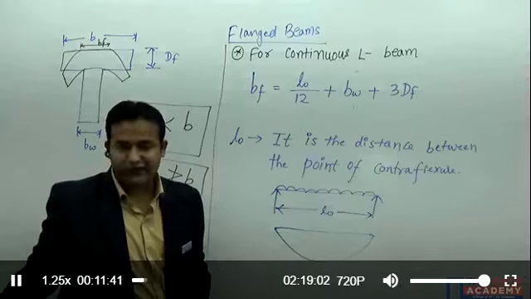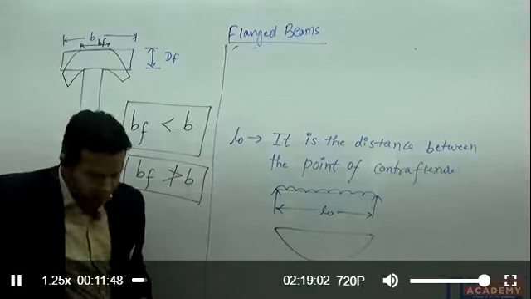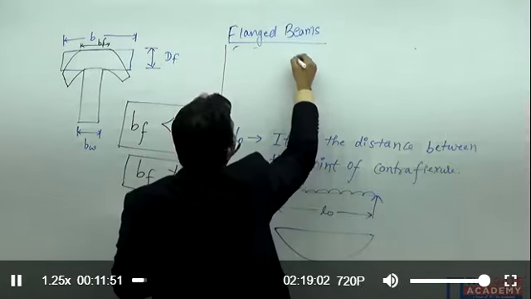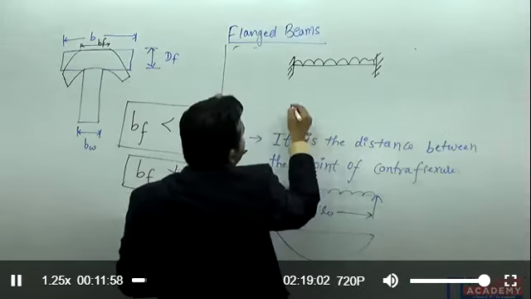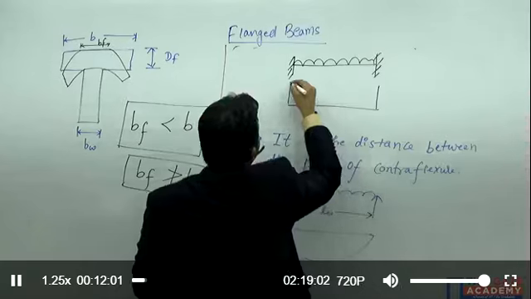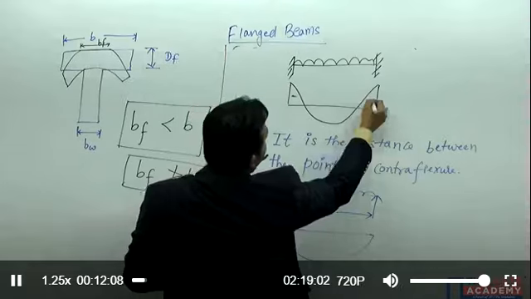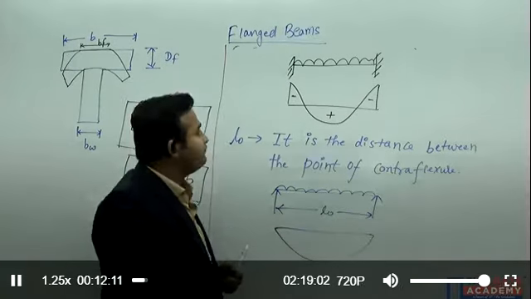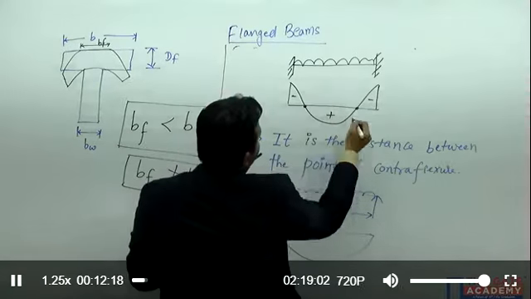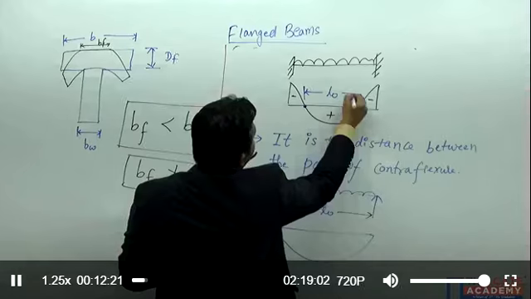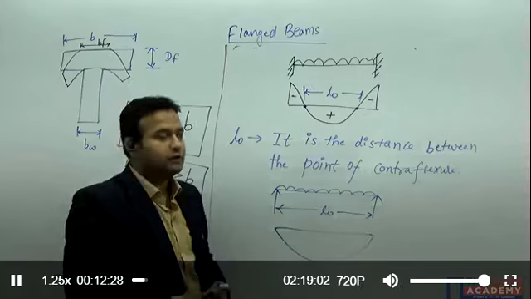But suppose there is a fixed beam. If I want to draw the bending moment diagram for this particular beam, it will be something like this. At the supports, I will get negative moments, called hogging moments, and at mid span, I will get positive moments. So your L0 will be the distance between the points of contraflexure. This is one point of contraflexure, and this is the second point. So L0 will be the distance between these two points.